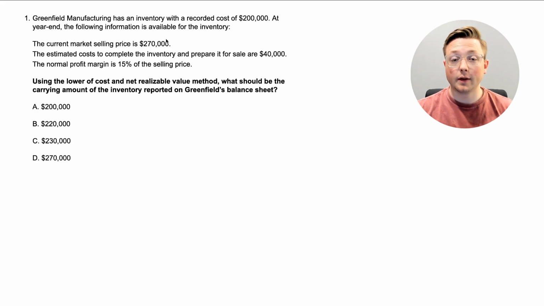Okay, so again, with all that information, we have to figure out the carrying amount using the lower of cost and net realizable value method. Now, if you know how to calculate the net realizable value, then you're going to know how to do this really easily. If you don't remember how to do that, or if you haven't seen this before, that's okay. We're going to dive straight into the answer to learn how to do this because we're using the questions to learn how to do this. So let's go ahead and go to the answer.